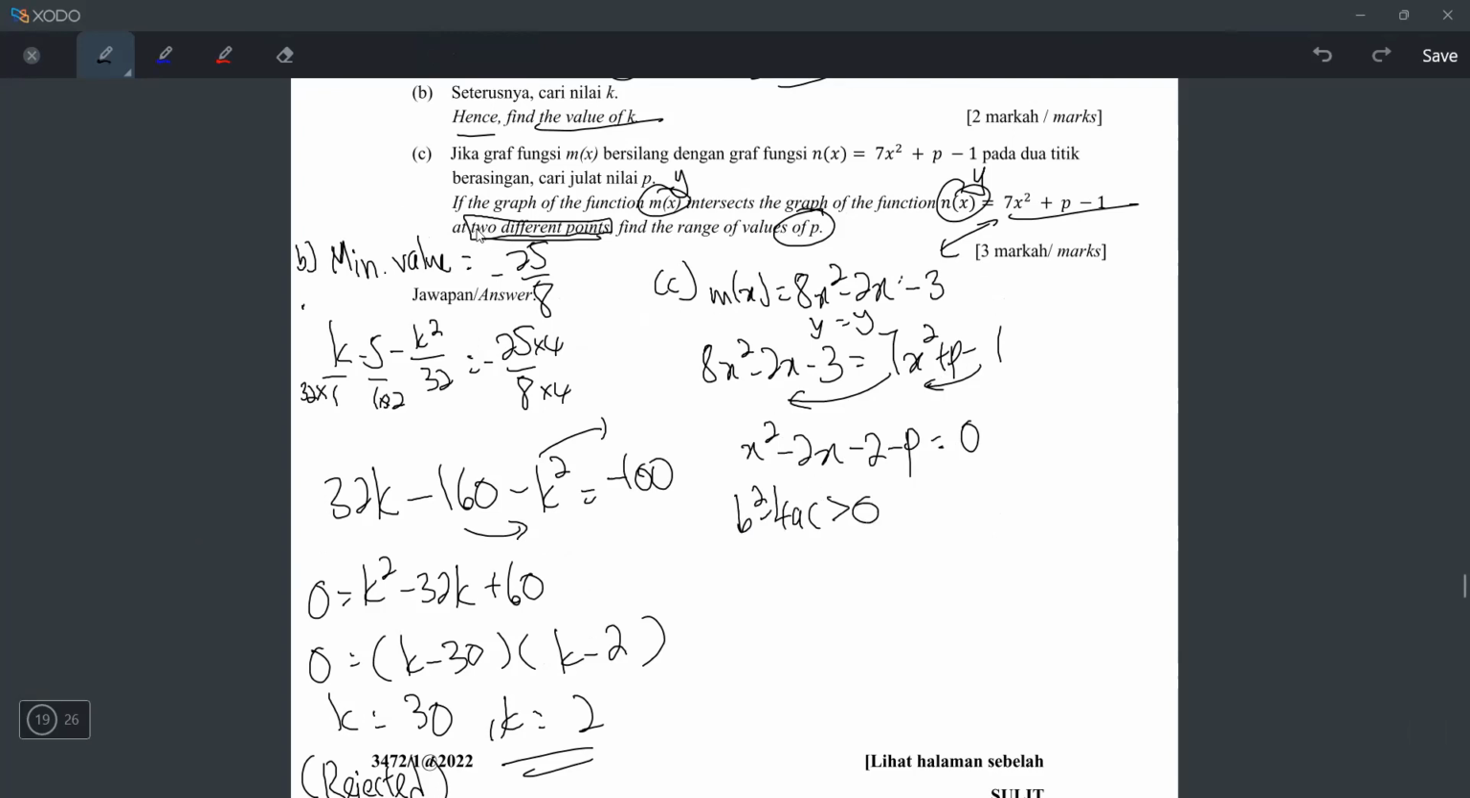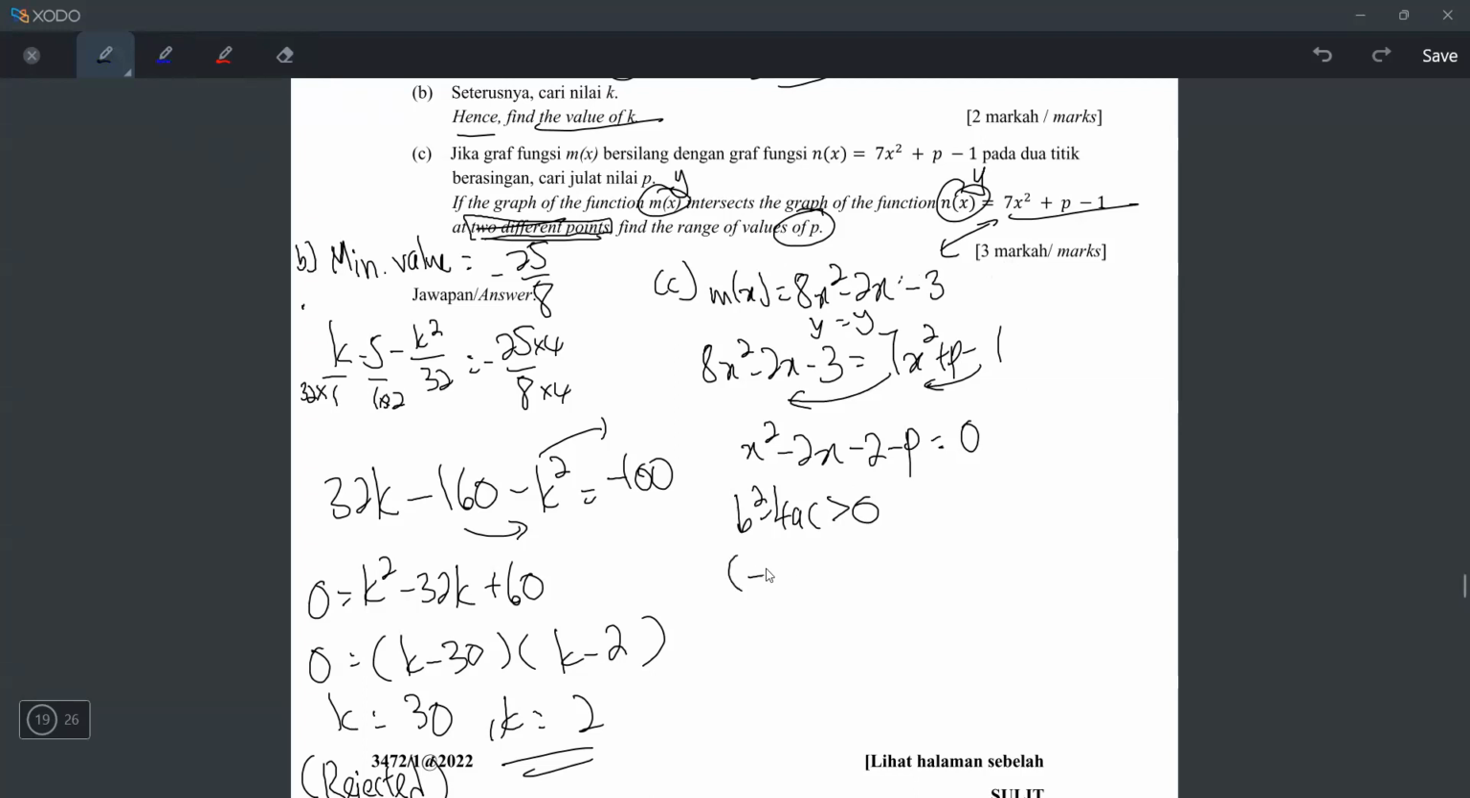Okay. But what if I change the question to does not intersect? What if I say mx does not intersect nx? How would you do it? Same also, you will do the same method. You will also do simultaneous. But then until here, then you will do b squared minus 4ac smaller than 0. But the first step is always the same. Do simultaneous, combine the two equations.